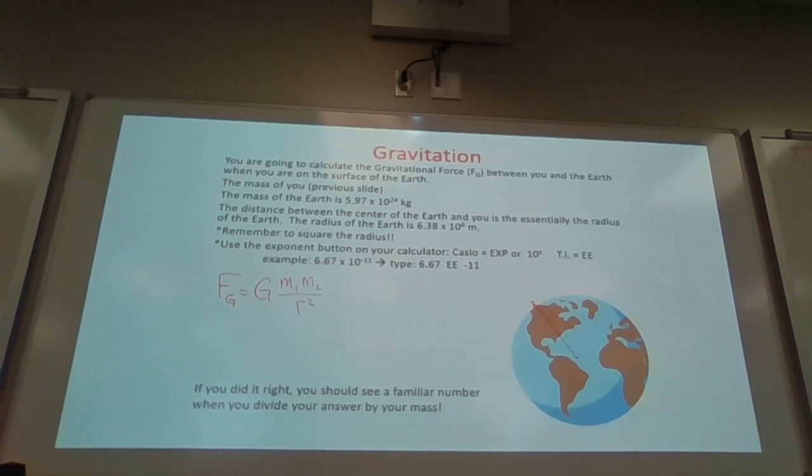I want everybody to try this. I want to make sure everybody knows how to use a calculator. So divide your answer by your mass, and you should see something you recognize. The kilograms version? Yep. Yeah, I did that, and I didn't see it. Now you gotta square the radius. Huh? Radius squared. The parentheses square. Okay.